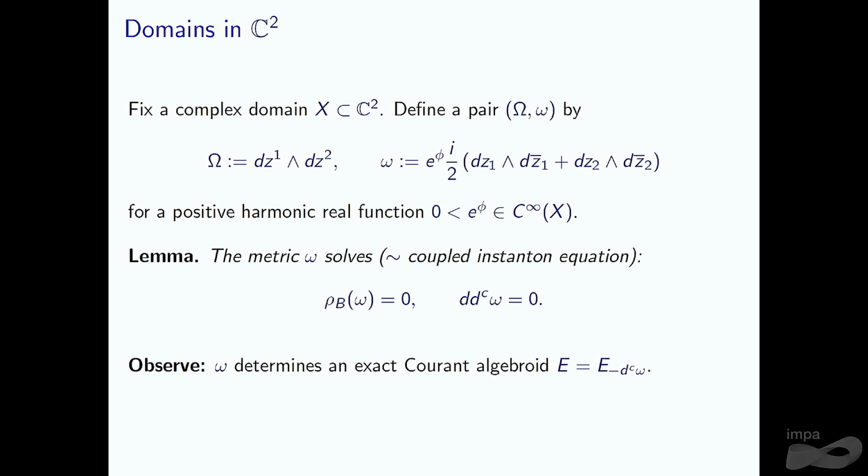Okay, let me show you one toy example. Something very simple, no bundles, nothing. Just back to the type 2B system if you want. So you fix a complex domain in C2. Then you define a pair given by a holomorphic volume form. This is just this set 1, this set 2. And this omega, which is a conformal rescaling of the flat metric on C2.